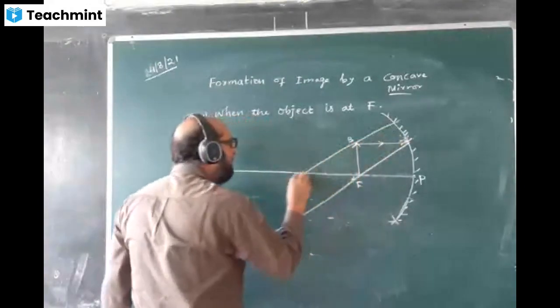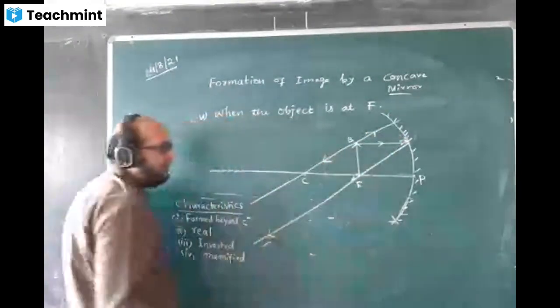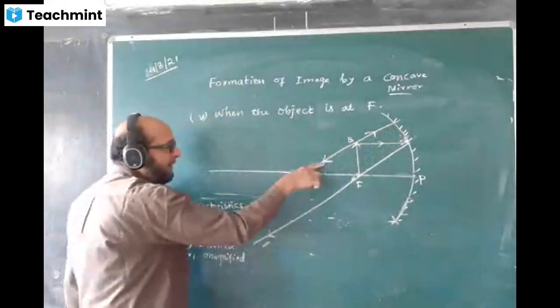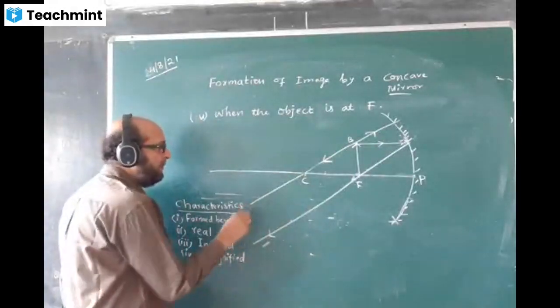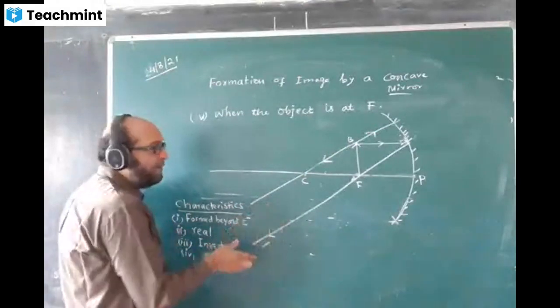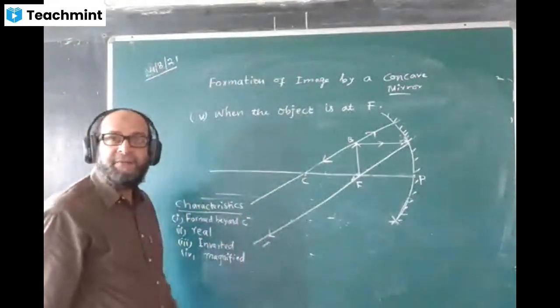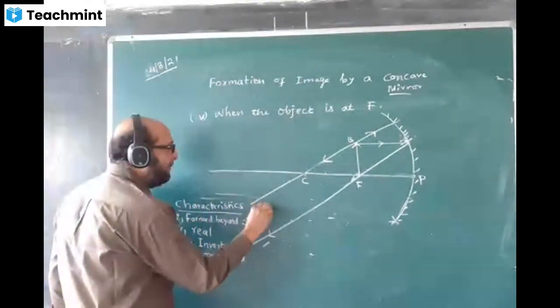Any ray passing through C will return back in the same direction. The ray passing through C after reflection from the mirror returns back, returning back in the same direction. These two rays will not meet because the two rays will be parallel, and the parallel rays always meet at infinity. Here we are writing infinity.